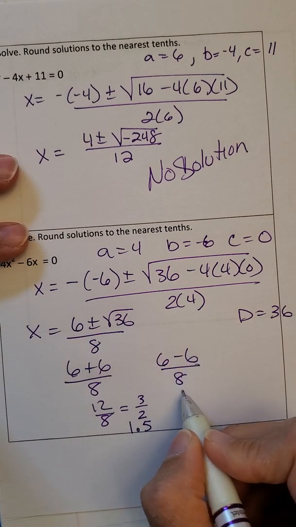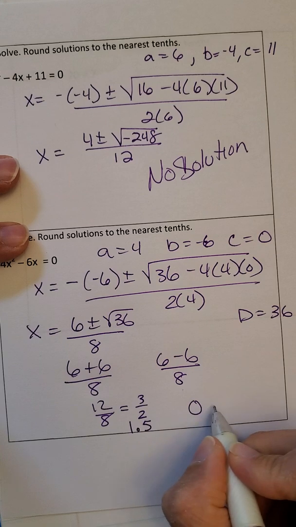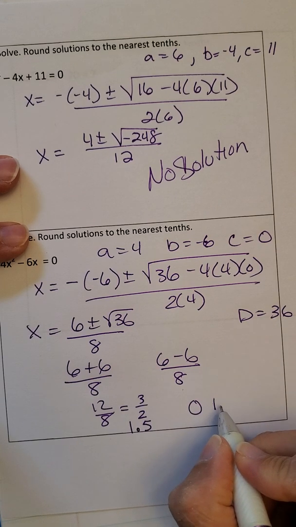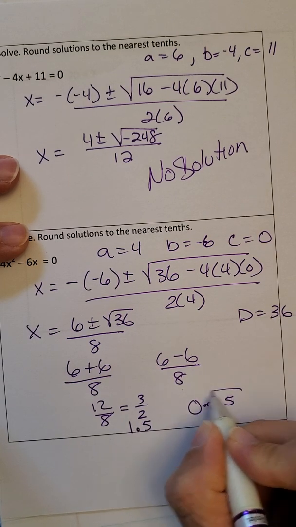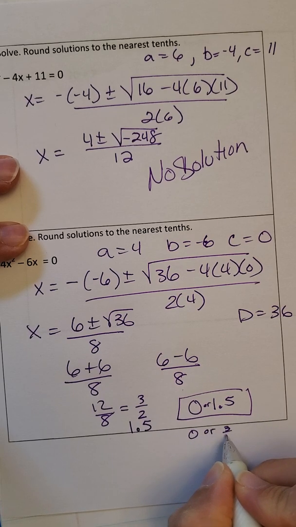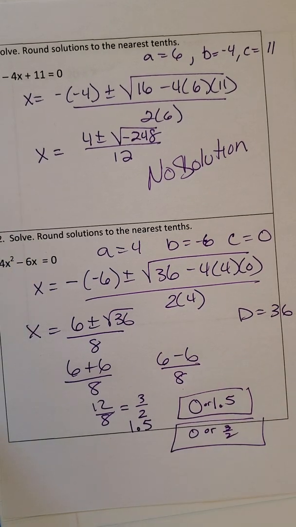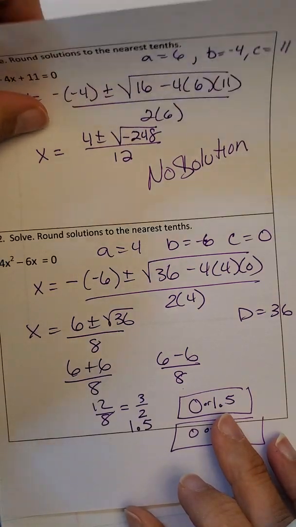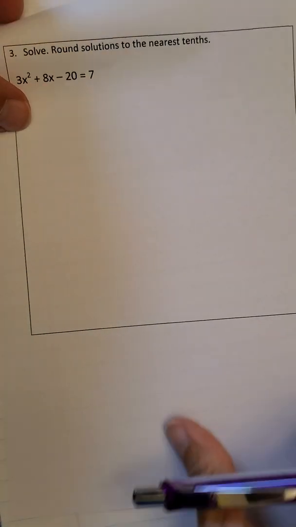6 minus 6 is 0. Divided by 8 is still 0. So our answers are 1.5 or 0. Or you could have said 0 or 3/2. Either one. Okay, let's try one more. And then you're off to the races.